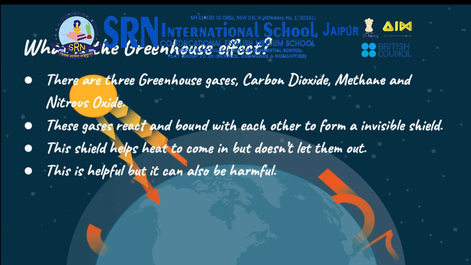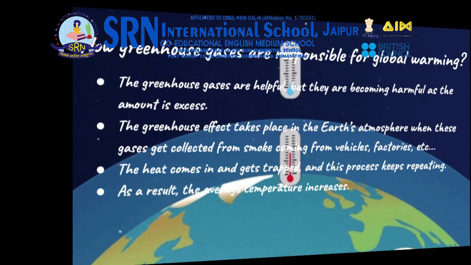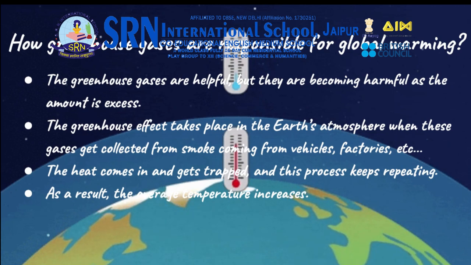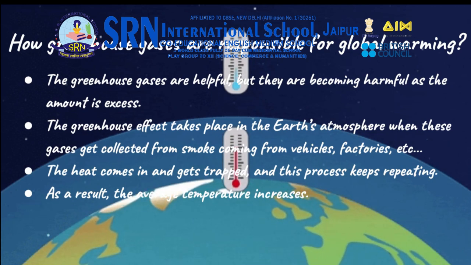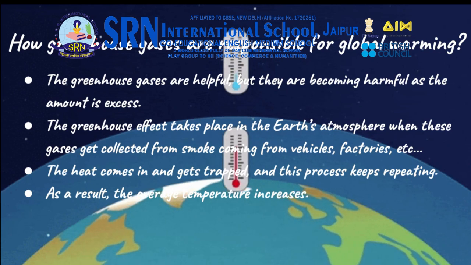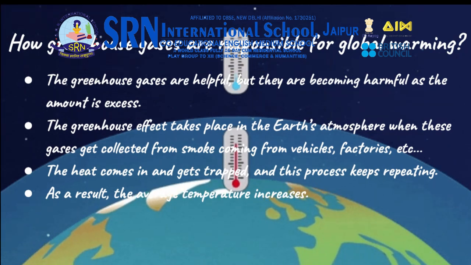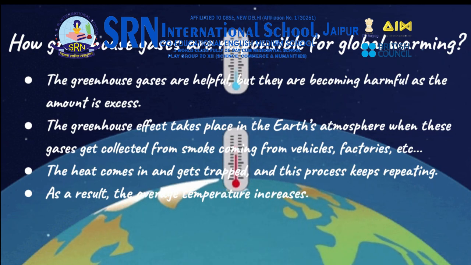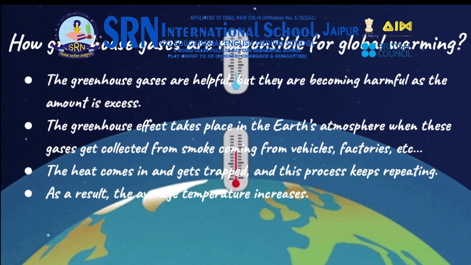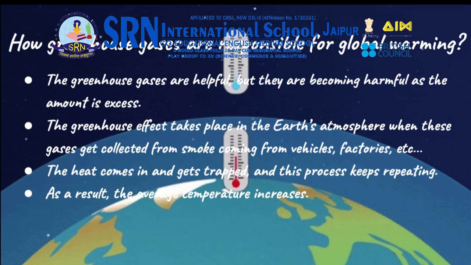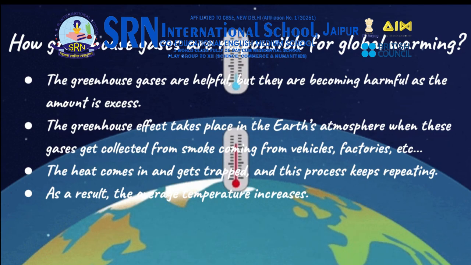There are three greenhouse gases: carbon dioxide, methane, and nitrous oxide. These gases react and bond with each other to form an invisible shield. This shield lets the heat come inside but doesn't let the heat out. This is really helpful, but it can also be harmful if the gases go in excess. So the greenhouse effect takes place in the Earth's atmosphere when these gases get collected from smoke coming from vehicles, factories, etc. The heat comes in and gets trapped, and this process keeps repeating. As a result, the average temperature of the Earth is increased.